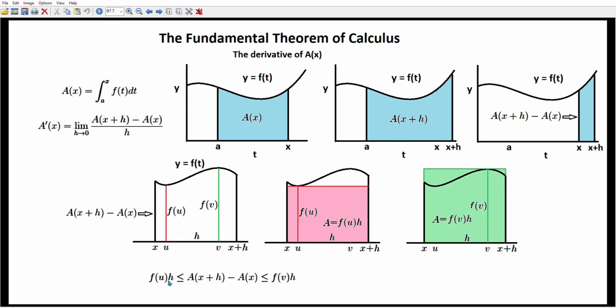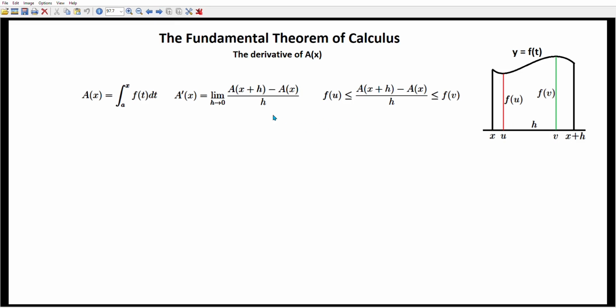So f of u times h, which is the min value, is less than or equal to A of x plus h minus A of x, which is less than or equal to f of v times h. And when we divide through by h, we get f of u less than or equal to this expression that we're looking for, less than or equal to f of v. And now that information is recorded up here.